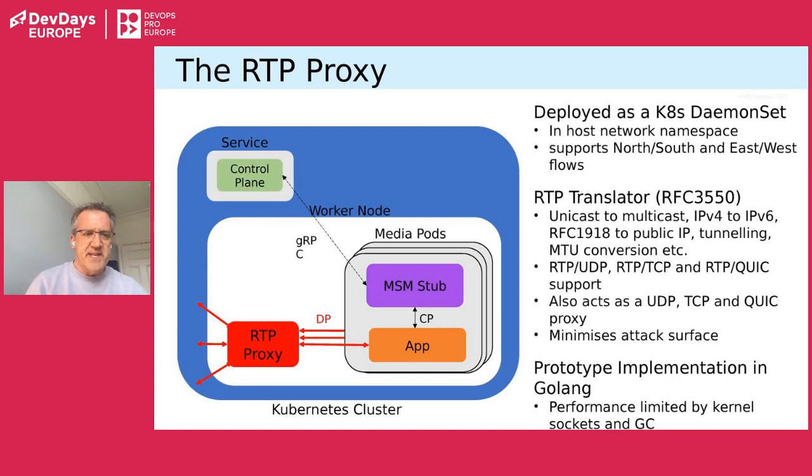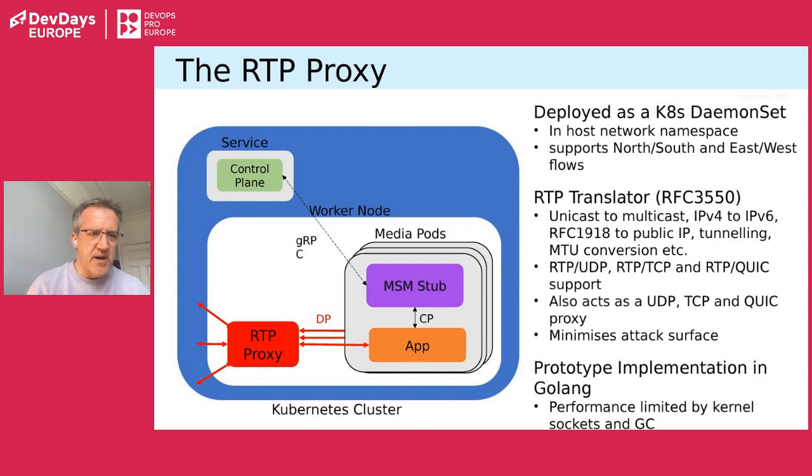From an RTP perspective, for those who know the real-time protocol, this is specified in RFC 3550, and they call it a translator. Because we're terminating the UDP, we can do things like unicast to multicast, v4 to v6, private to public addresses, tunneling, converting MTUs, etc. We can handle, as mentioned earlier, encapsulating UDP, but also TCP or QUIC, and then also proxying at those lower layers. One of the great things about proxying everything is that we can minimize our attack surface.